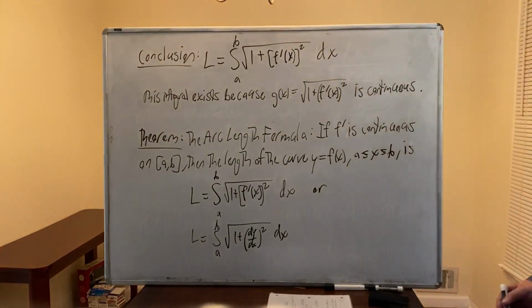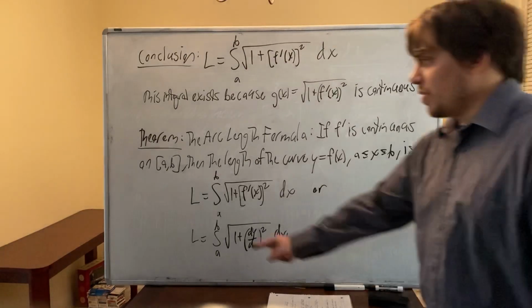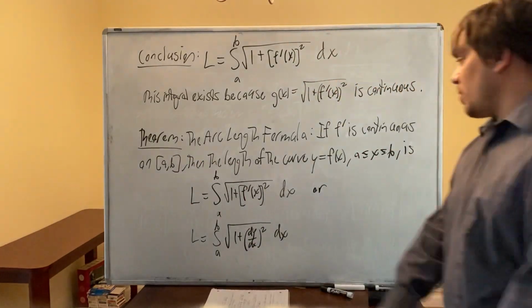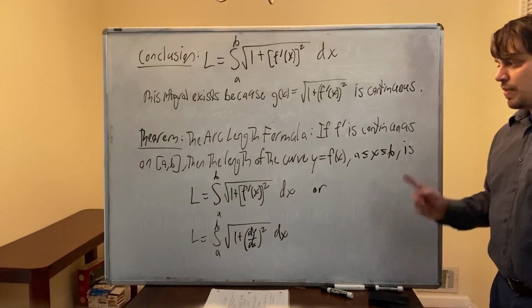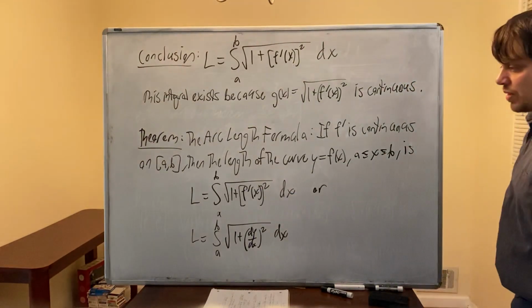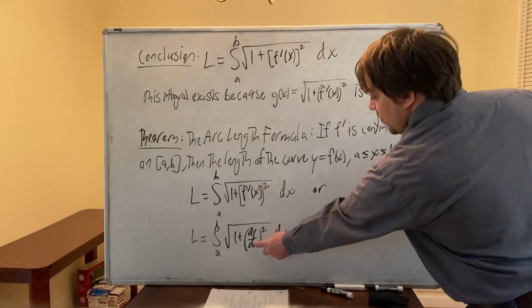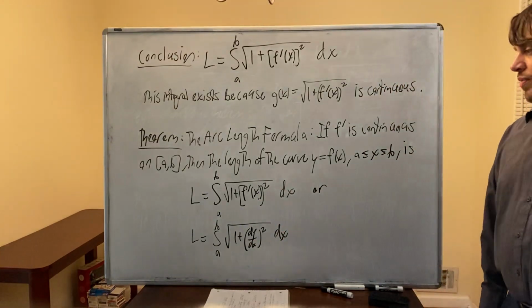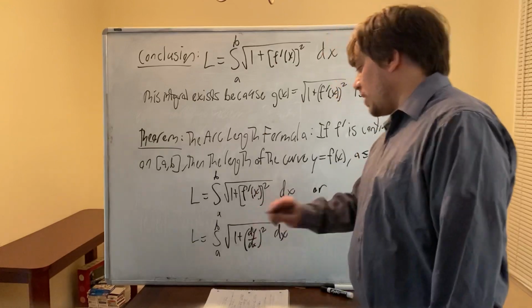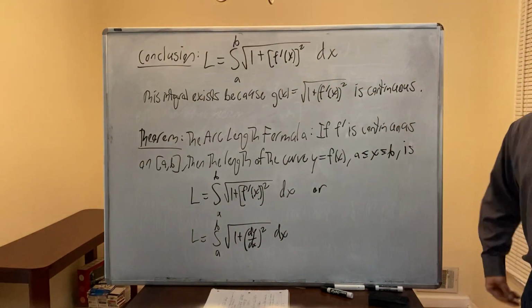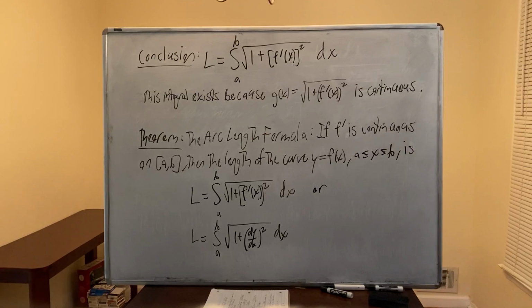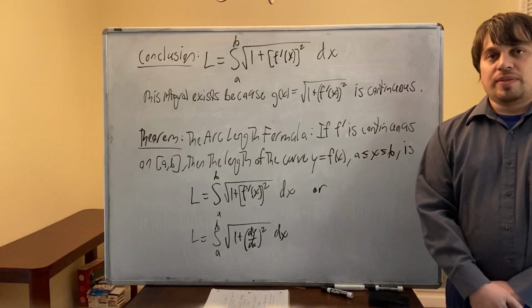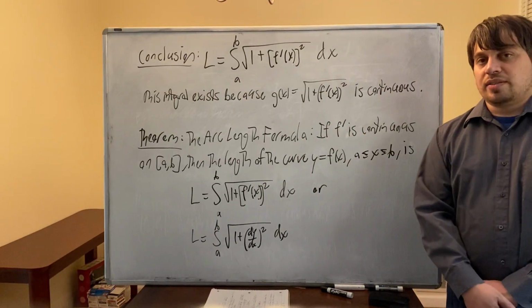Okay, so here we have the arc length formula theorem. If f prime is continuous on the finite closed interval a comma b, then the length of the curve y equals f of x, from a less than x less than b, is equal to this or that. And the only difference is that instead of writing f prime of x, I write it using this notation, dy/dx. And so f prime of x squared becomes dy/dx squared in the expression. Okay, and so now we use this formula in order to calculate the length of an arc. Next class we will use the arc length formula to calculate the length of a curve.